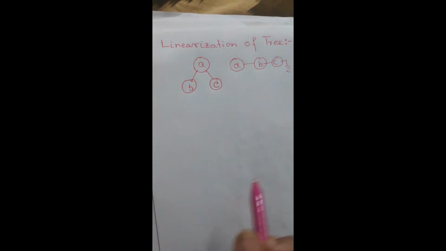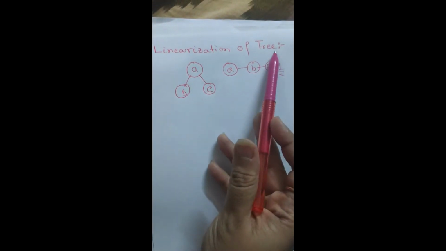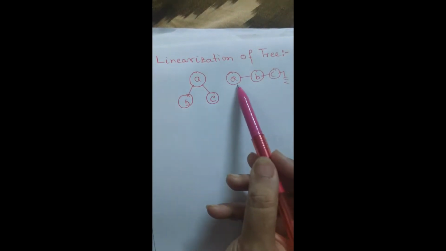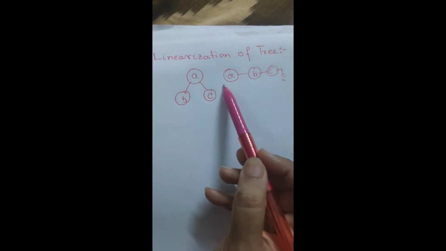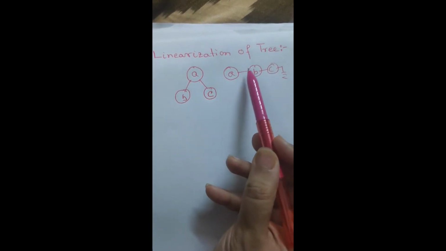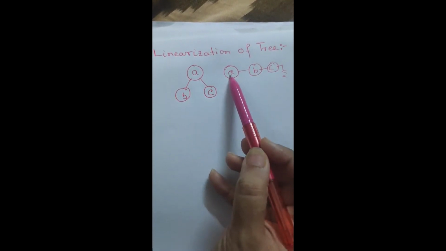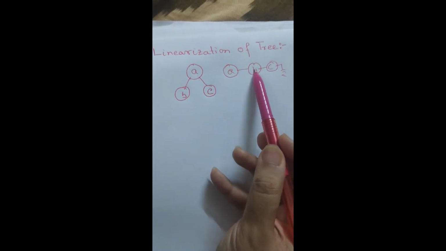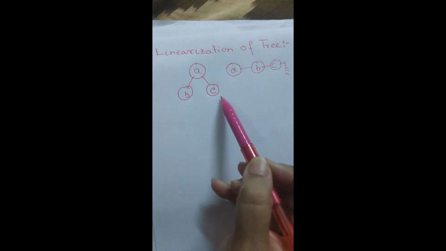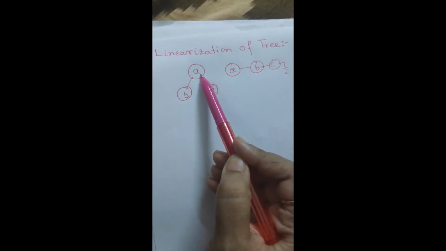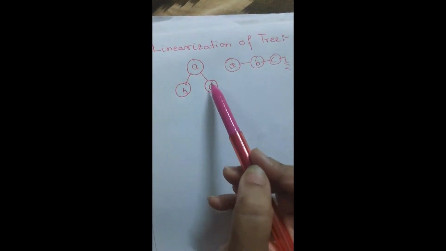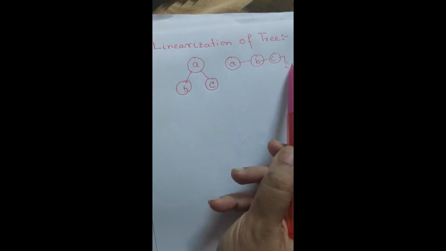The topic that I'm going to cover today is linearization of tree. Now, you see this is a tree and this is just a list. A list is a linear structure because one node is connected with another node, one node connected with another node, the second node connected with the third node. But if we look at a tree, one node is connected with more than one node. So this is a non-linear structure and this is a linear structure.